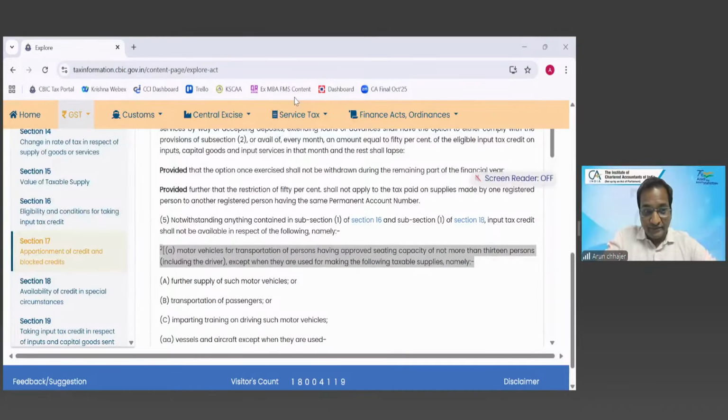I have a manufacturing unit and purchase a motor vehicle for moving these goods in my factory. I am not in the business of transportation. What is the answer? Will the ITC be available or not?